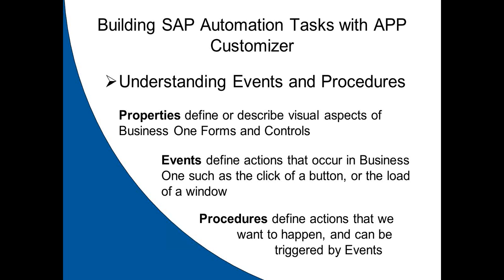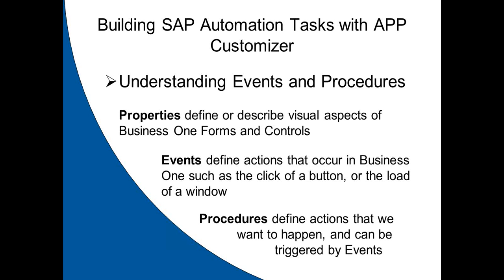Events are actions that occur in Business One. They're actions that can occur either by a user doing them or just as a result of something else that caused them to happen. A good example of an event is someone clicking on the button that we just created. That would be a button press.